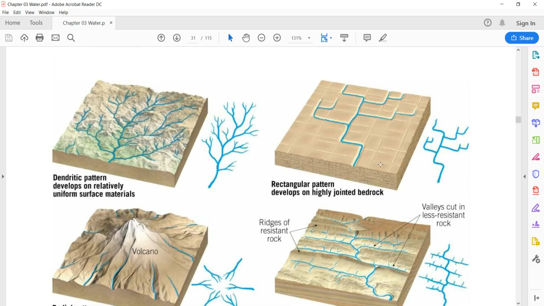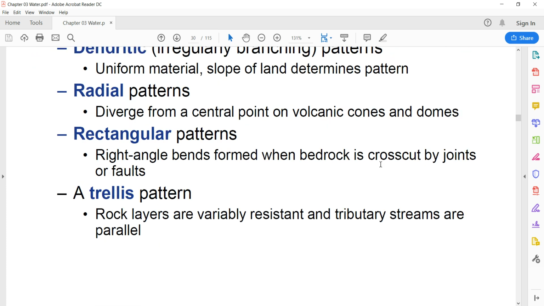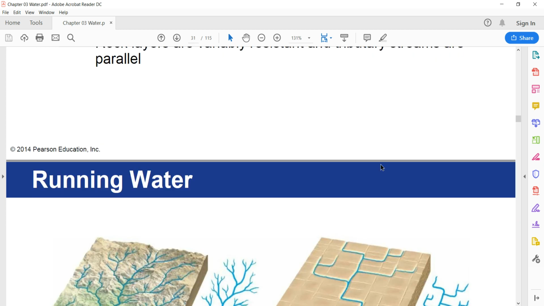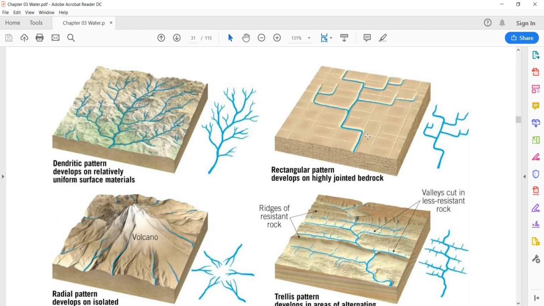Another one is called trellis. Then rectangular, where the water is flowing on a very smooth or flat bedrock, but there are some fractures. We will see later, maybe in the next chapter, how every rock has a certain distinct fracture or cleavage. This is something we discussed earlier too, right? In the second chapter, in the rock, there is a failure plane in different rocks, and this is what this stream network will take advantage of. Whatever the plane of failure on this bedrock, the river will simply flow along that.